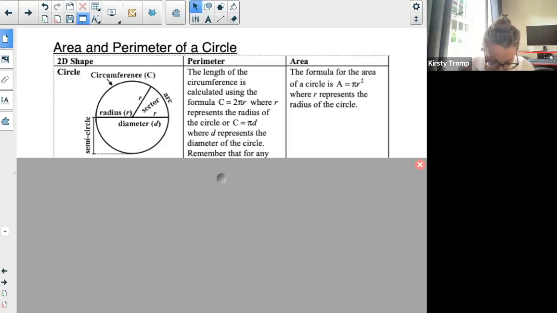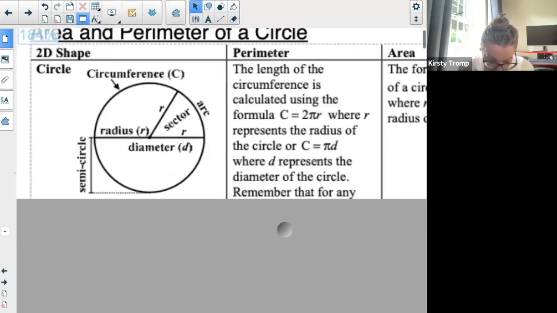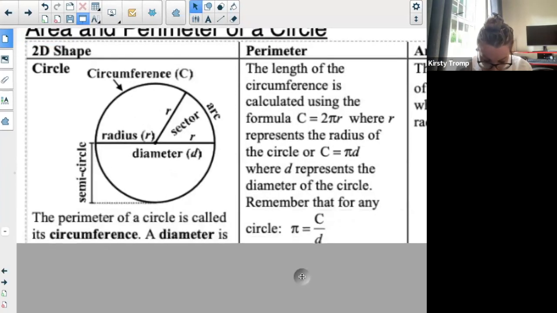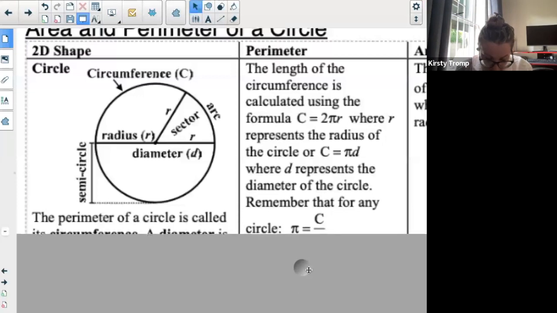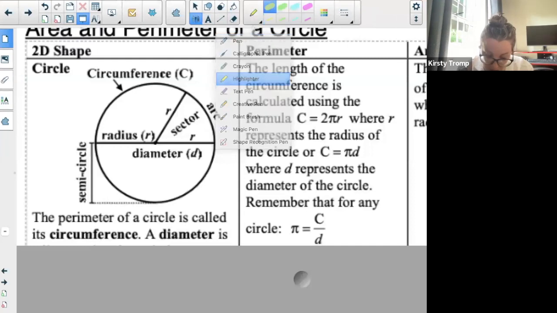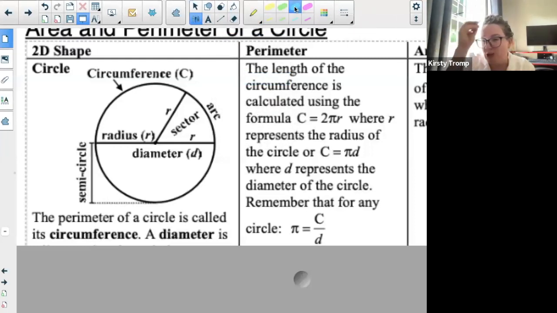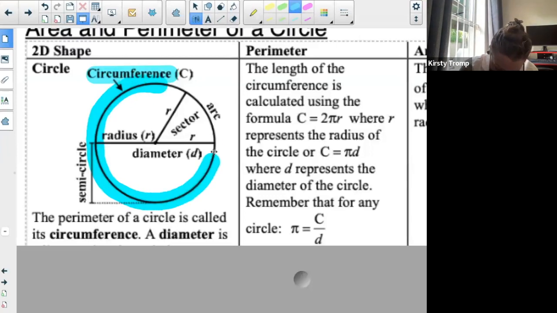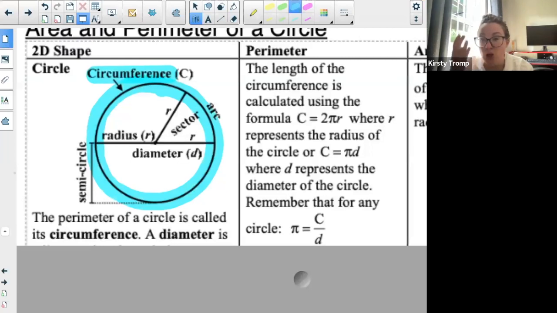So first of all, let's start off by looking at the actual shape. It says the perimeter of a circle is called its circumference. So we were talking about that last week, the fact that the space around the outside of a circle is not known as the perimeter, it's known as the circumference. So here is the word circumference. Circumference is talking about that space all around the outside. Circumference is the total distance around the outside of the shape.